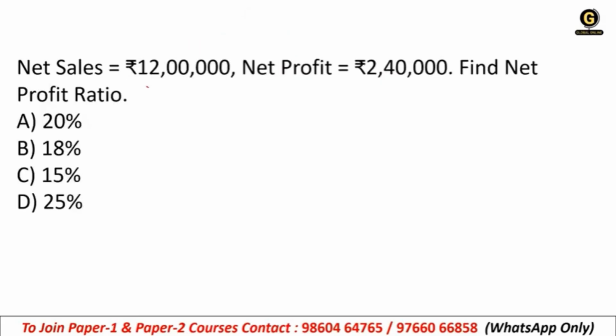Net sales is equal to 12 lakh. Net profit is equal to 2 lakh 40,000. Find the net profit ratio. We have just discussed the net profit ratio, right? So calculate it and let me know what the correct answer will be. 20%, 18%, 15%, or 25%.